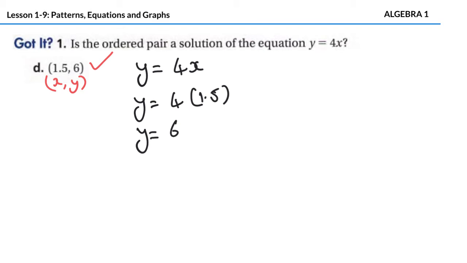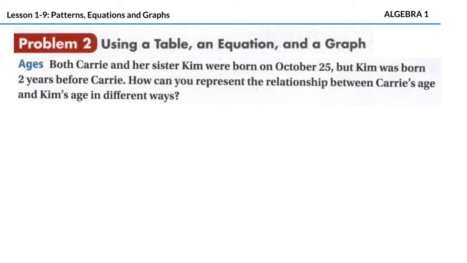So now you understand how to find out whether an ordered pair is a solution of the equation. So let's move on with the lesson. You can represent the same relationship between two variables in several different ways. You can represent it as a table, as an equation, or as a graph. So let's try all three representations in one problem.